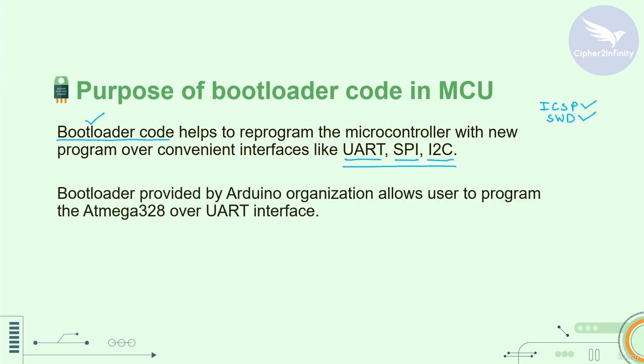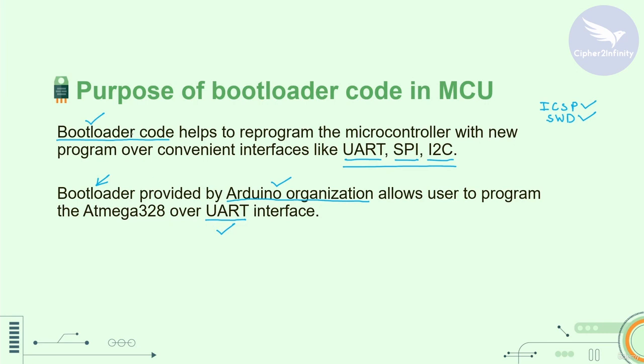Now, the bootloader code which is provided by the Arduino organization actually allows the user to program the code in the microcontroller over the UART interface. So if you program the bootloader code provided by the Arduino organization, then you will be able to program the code in the microcontroller over the UART interface. And that's the reason we need to connect a USB to UART converter to the UART interface in order to program the code in the Atmega328 microcontroller. Okay. So I hope that this particular point is now clear to you.